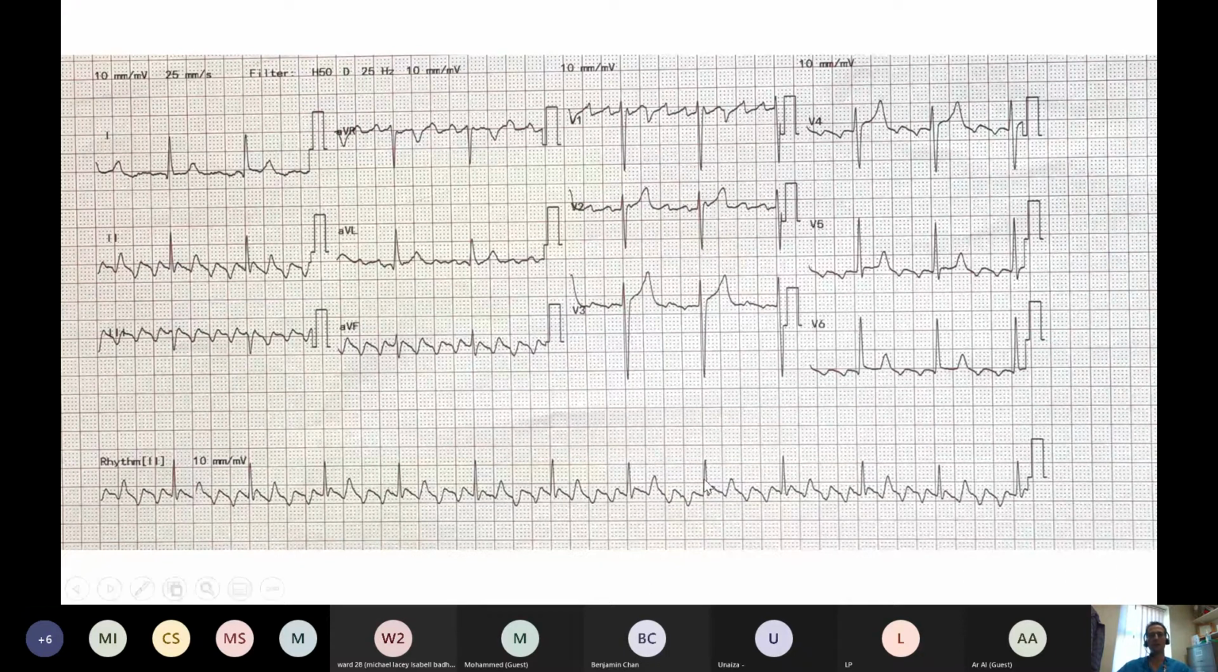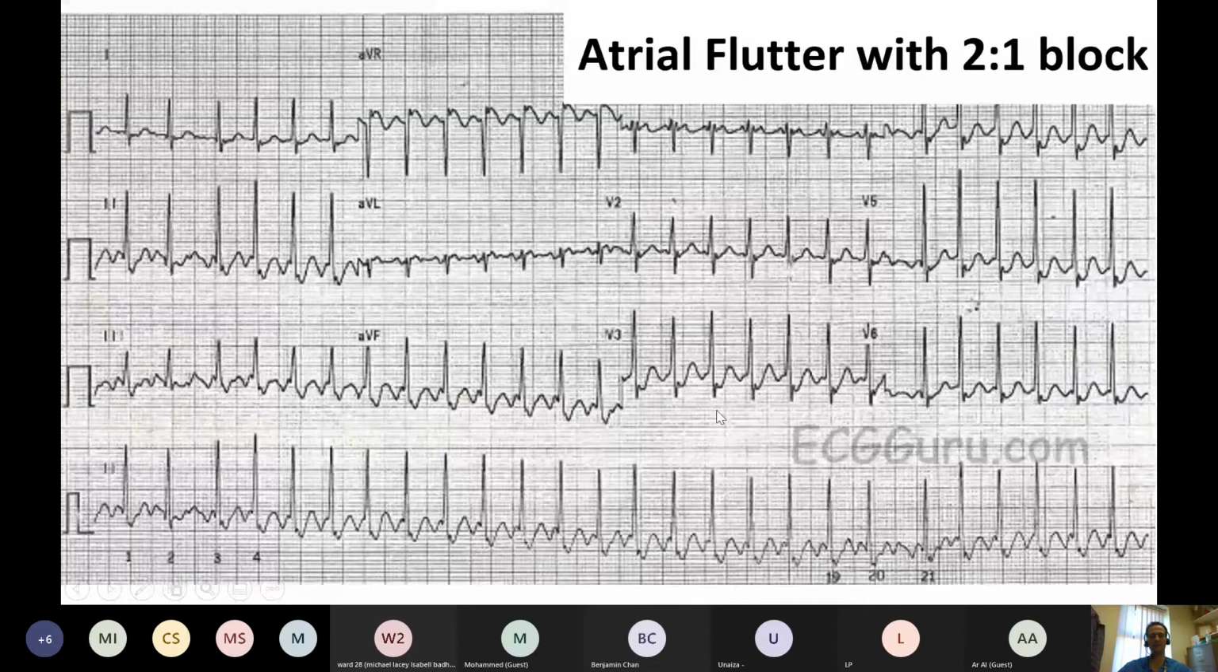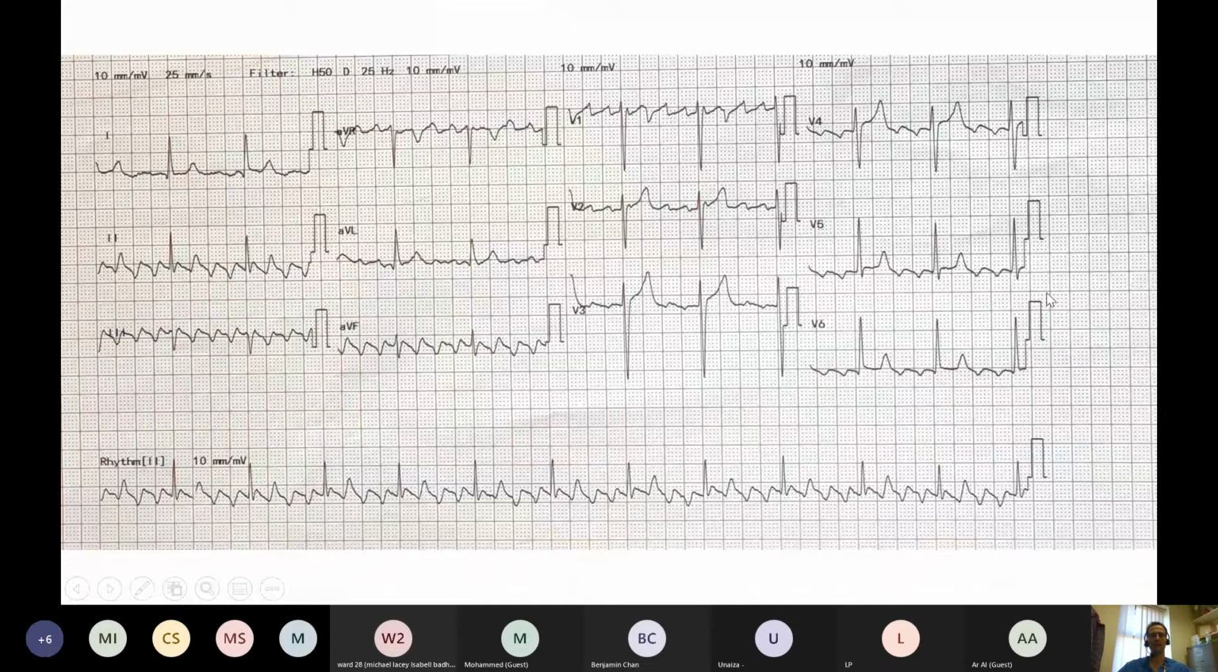You could also give some adenosine, which would help you to the diagnosis if you're unsure, but usually it's reasonably obvious. So look at the sawtooth baseline here and then look at it here. You can also see the 2-to-1 flutter wave in V1, for example, over here, but in this patient it's most clear in lead 2. Everybody happy with that?